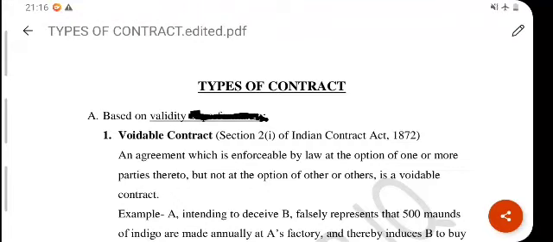From Target for IQ. This video is in continuation with the previous video titled Introduction to Indian Contract Act. Today we will discuss the topic Types of Contract.